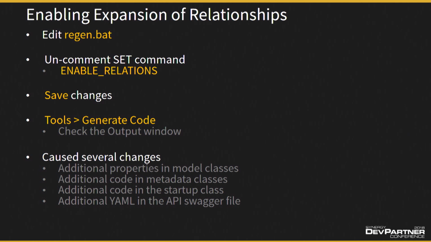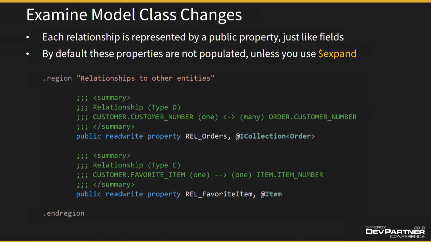That data may or may not be populated, depending on whether you ask OData to expand that relationship when you make a query. There will also be additional code in the metadata classes that describes the relationships to the entity data model. There'll be additional code in the startup class to enable expansion, and there'll be additional code in the API Swagger file. I don't think we've yet extended the Postman tests to know about expanding relationships, but that's purely because we just haven't got around to it yet. At some point that will happen.